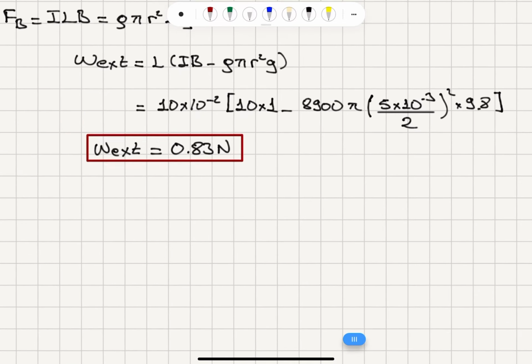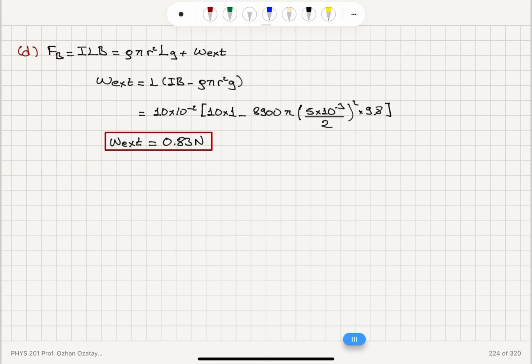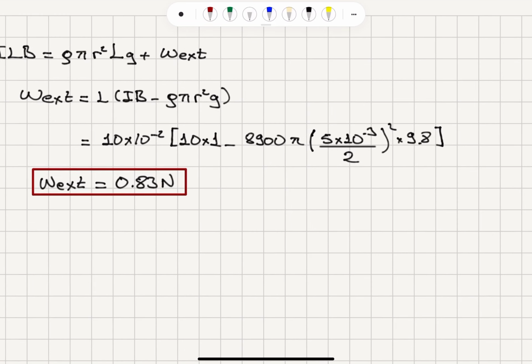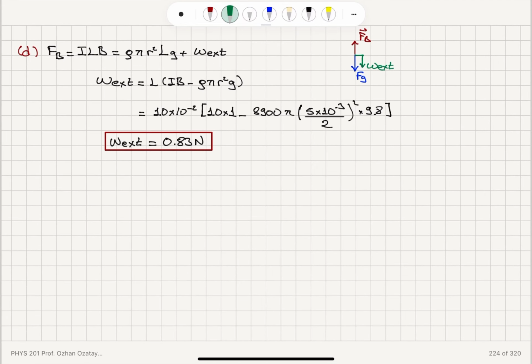So here I have the magnetic force FB basically pointing upward. Then I have Fg, the gravitational force, which is the weight of the bar pointing downward. And then I have this extra weight pointing downward, W extra. So that's basically what the magnetic force is balancing.